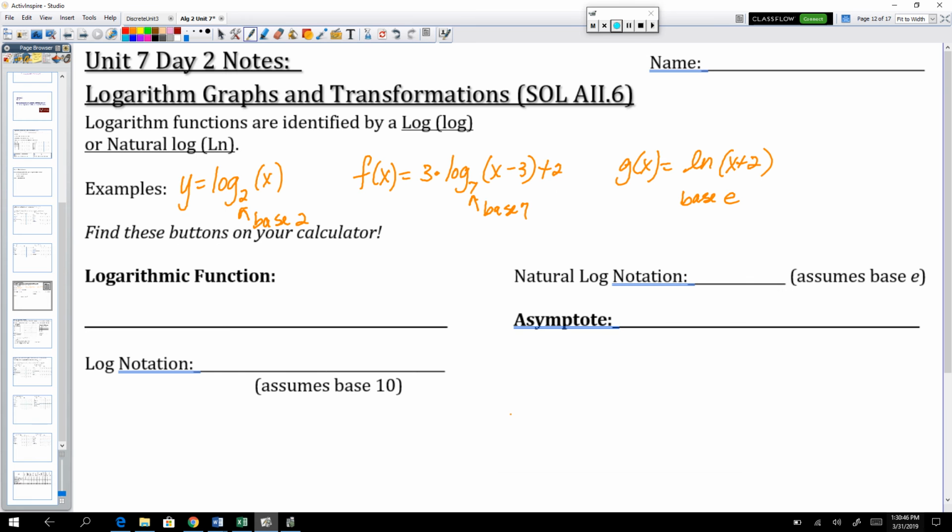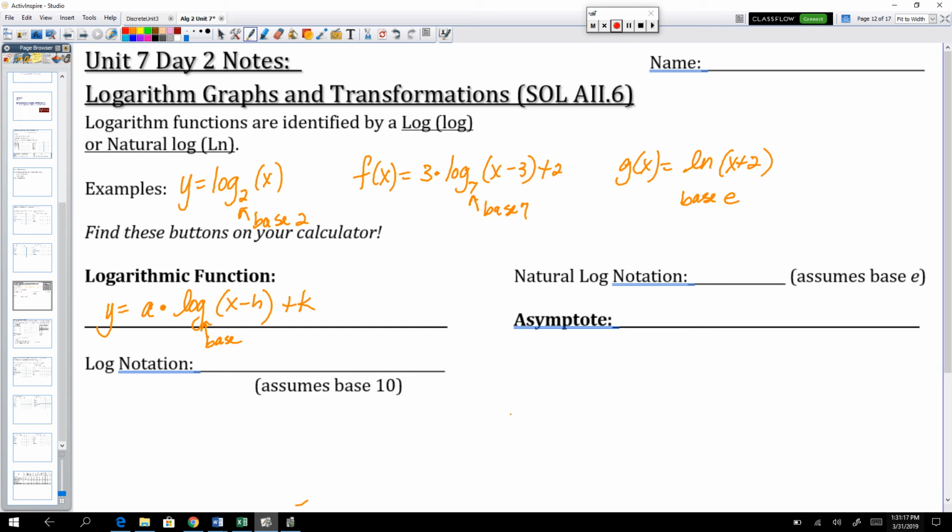The anatomy of a logarithmic function. You'll see y equals, and they transform just like everybody else. A is your stretch, compress, flip, times log base of (x minus h) plus k. K is still in charge of your up, down. H is still in charge of your left, right. And then your base right here can be any kind of number.